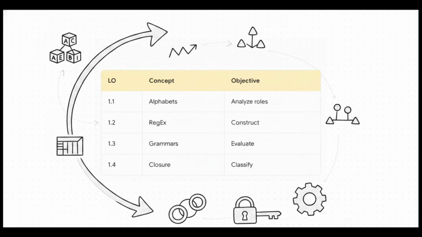Let's pull back for a second and look at the big picture. Notice how all these concepts beautifully build on each other, going from theoretical objectives straight to a problem-solving engine. We started by analyzing strings, moved to constructing engines with regular expressions, built architectures with grammars, and finally classified them with closure. Tied all together, they form a complete, highly effective engineering toolkit for solving complex computational problems.